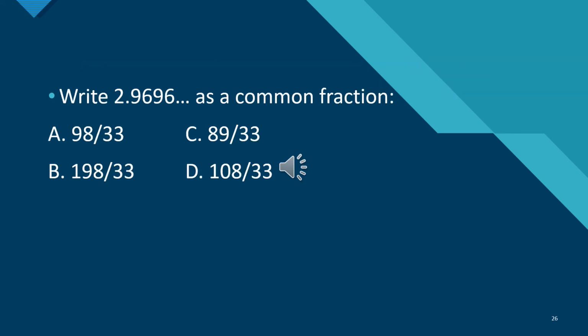For our next problem, it says here, write 2.9696 dot dot dot as a common fraction. The choices are A, 98 over 33, B, 198 over 33, letter C, 89 over 33, and letter D, 108 over 33.